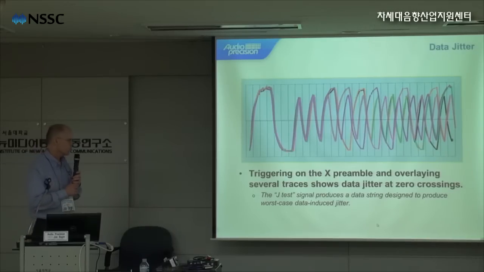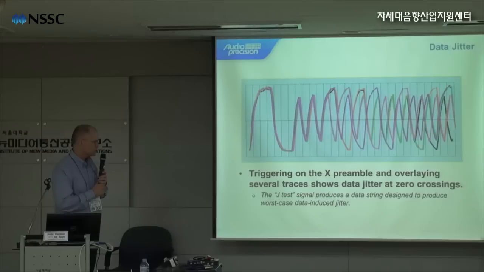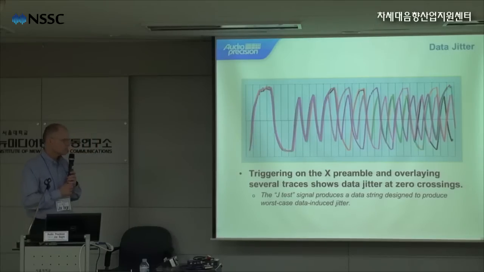There's a special test for this, a signal called the J test, which is talked about in the book that I showed you earlier. And this J test signal is designed to maximize the effect of this data-induced jitter. So it's often used with analog devices like CD players, for example, where you can play this signal out over the analog output and use FFT analysis to look for jitter artifacts in the incoming signal.